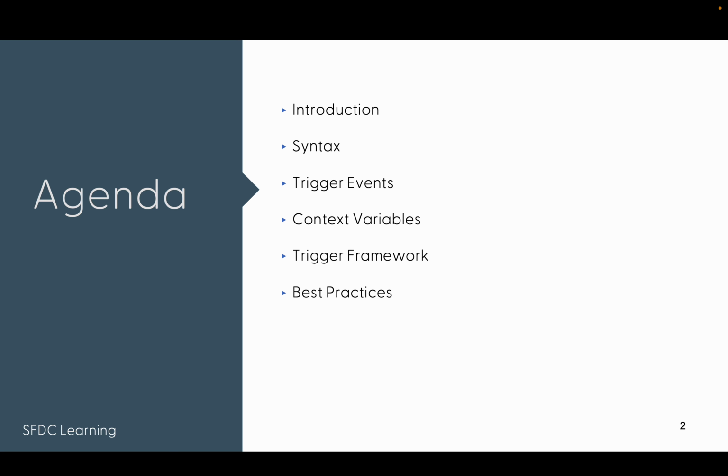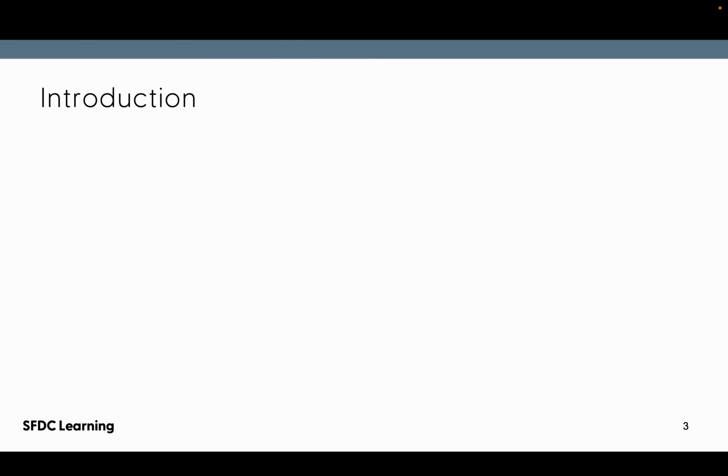What we are going to see today is introduction to Apex trigger, then the syntax of Apex trigger, right? How can we write that trigger? Trigger events, different trigger events. Context variables, what are the context variables that we can use in trigger? Trigger framework, we are going to talk briefly around that and we'll have a separate session on trigger framework, what it is and how we can use it. We'll share best practices as well. We'll share common use cases.